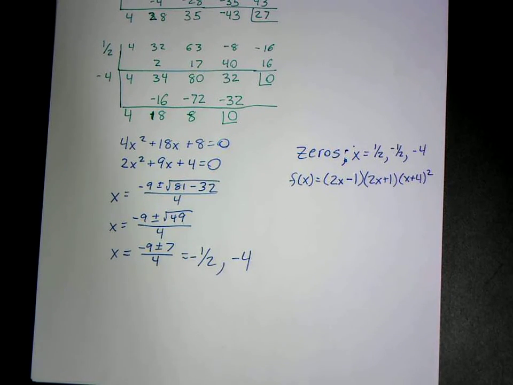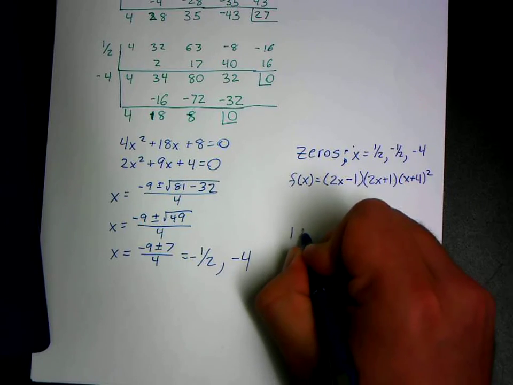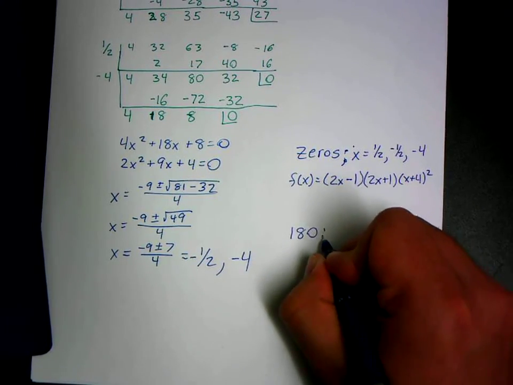Let me find my paper. We're done. 180, 55 through 71 odd.